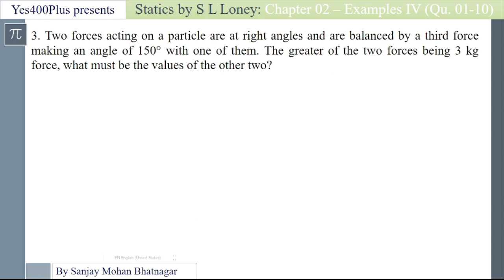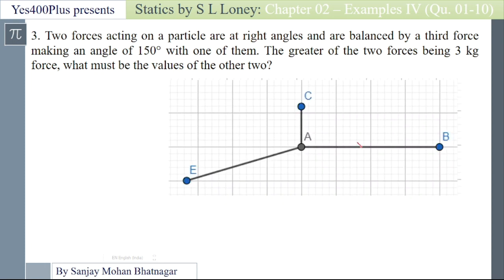Obviously obtuse angle है between the two forces. Next question. Two forces acting on a particle are at right angles and are balanced by a third force making an angle of 150 degree with one of them. The greater of the two force being 3 kg force, what must be the values of the other two? Okay, so let us see the figure. तो ये force है एक, say P, this is Q, ये दोनों right angle पर हैं and are balanced by a third force, say S, making an angle of 150 degree with one of them. So this is 150 degree.